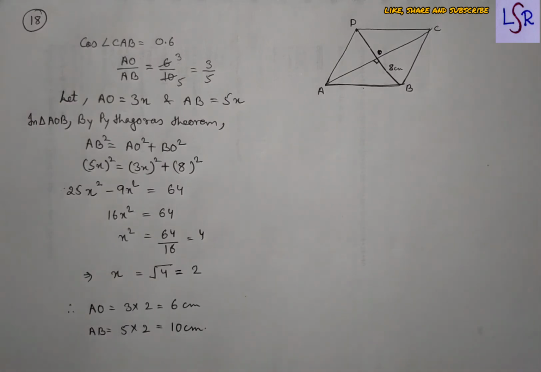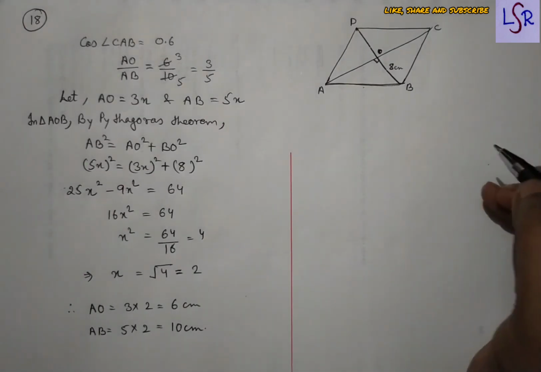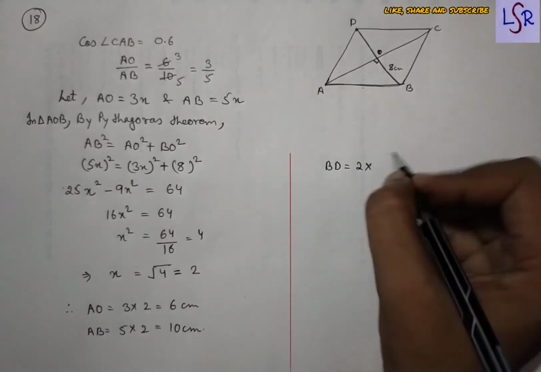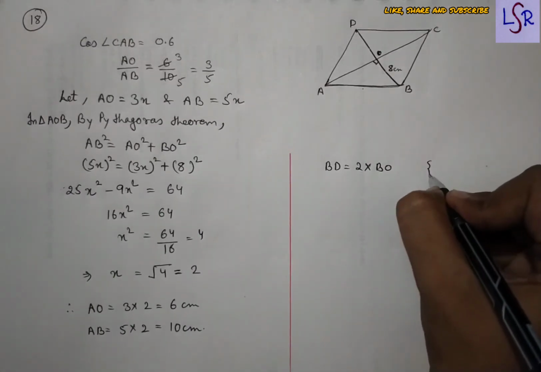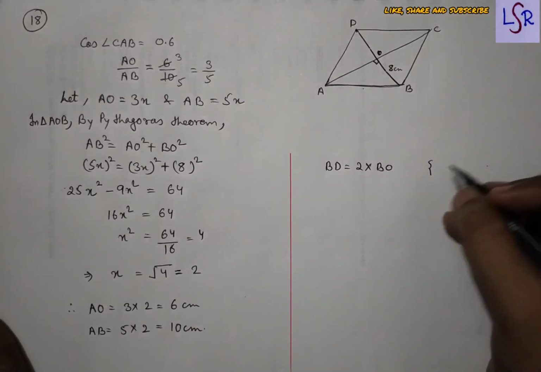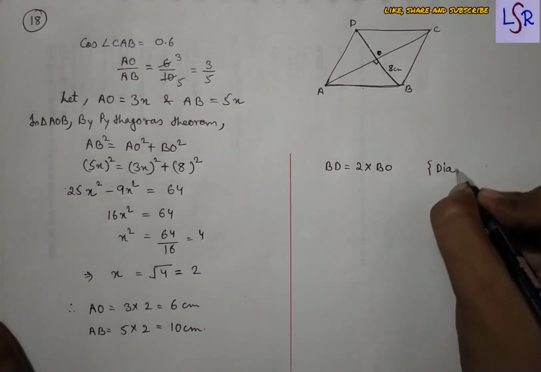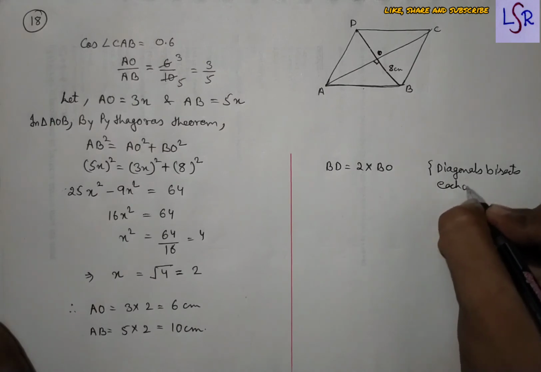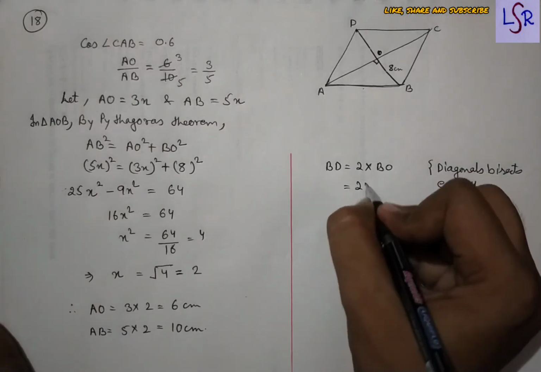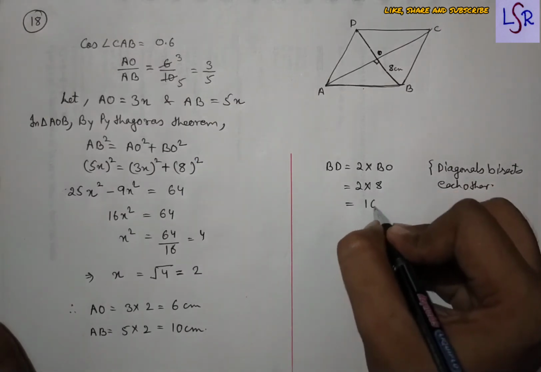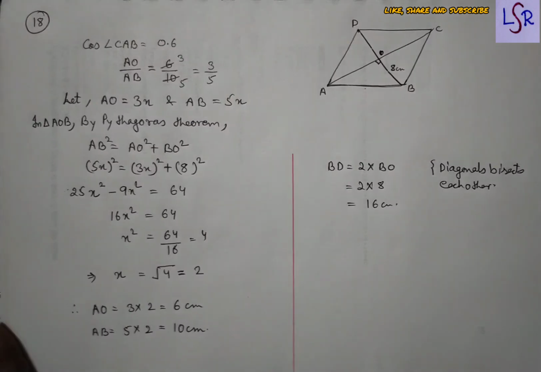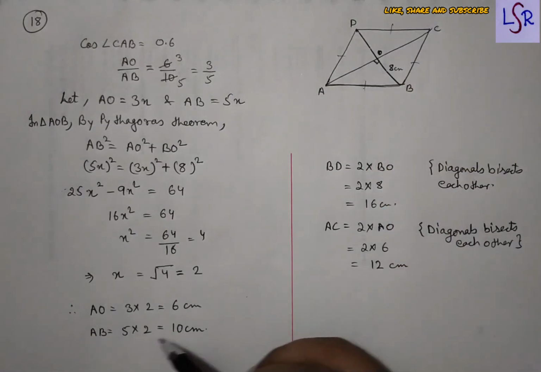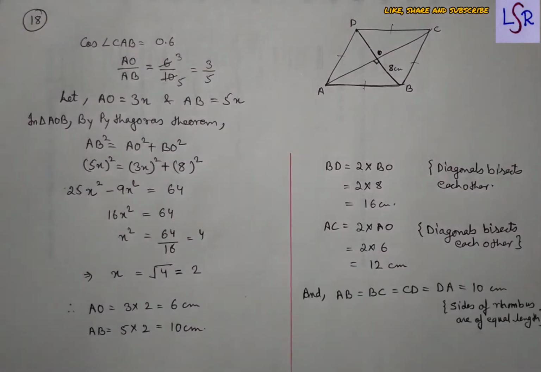Now as we have to find the diagonals and the sides of the rhombus, here BD is equal to twice of BO, as diagonals of a rhombus bisect each other. And hence it will be 2 into 8 equals 16 centimeter, and similarly we will be getting AC. Then the sides: as all of the sides of the rhombus are equal to each other, all of the sides will be of length 10 centimeter. That's all for this question.